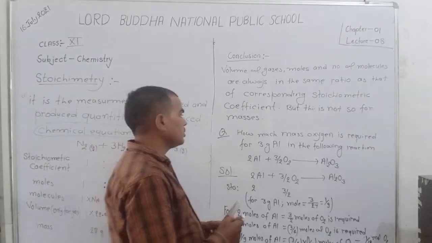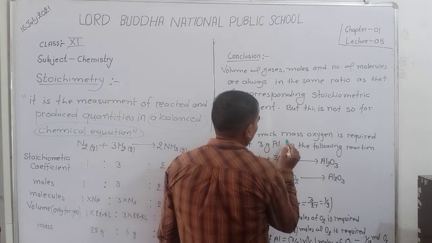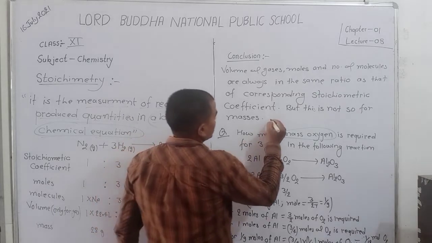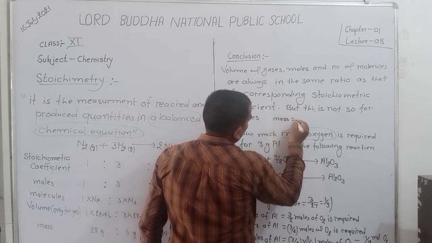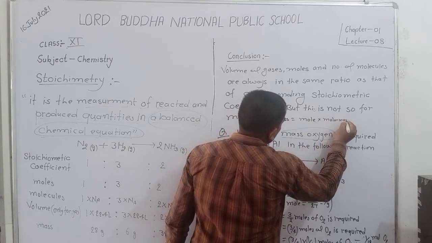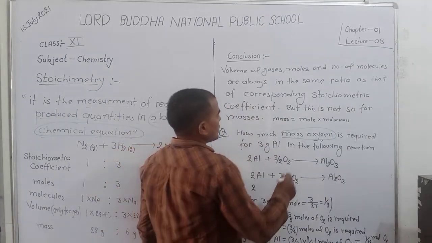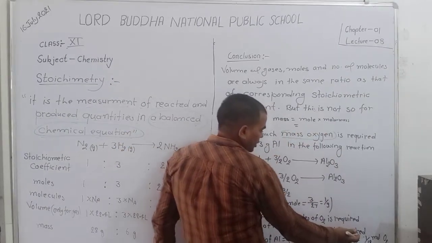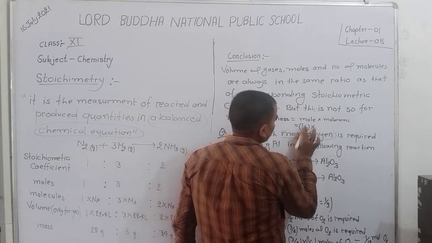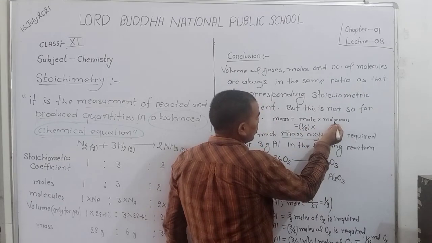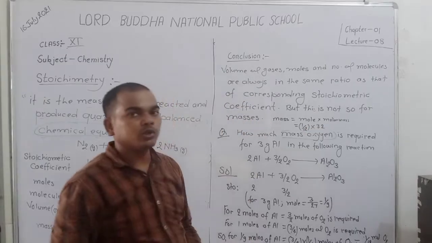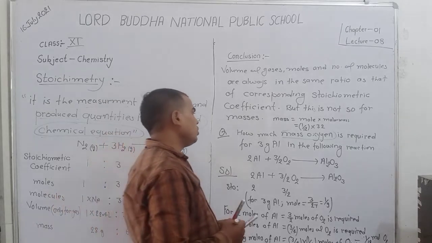But the question asks for the mass of oxygen required. Dear student, mass equals moles into molar mass. You obtained the moles of oxygen as 1/12, so put 1/12 here. And the molar mass of oxygen is 32. So calculate here.